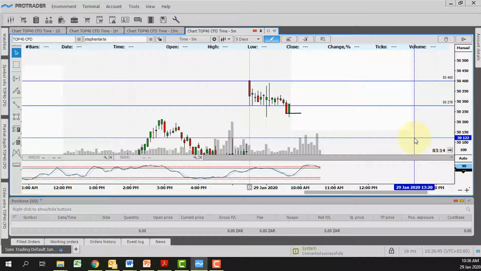So there you have it, the very basics of entering a trade on the opening range breakout strategy. In the next couple of videos, we'll be going into more detail about exiting trades, targets, stop losses, and those kinds of things.